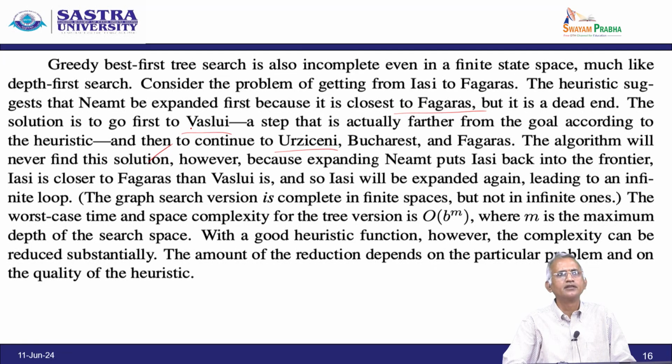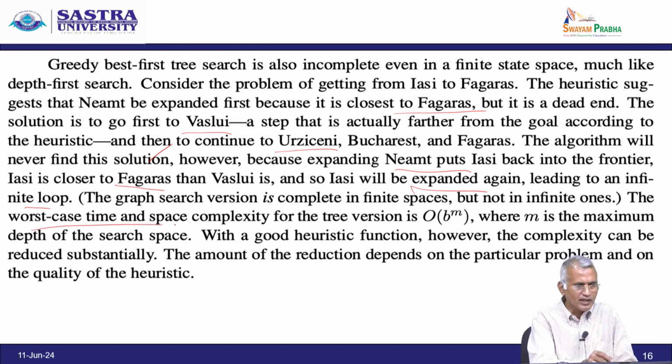However, because expanding Neamt puts Iasi back into the frontier, and Iasi is closer to Fagaras than Vaslui is, Iasi will be expanded again, leading to an infinite loop. So, this graph search version is complete in finite spaces, but not in infinite ones.